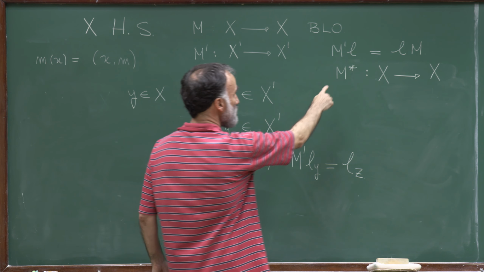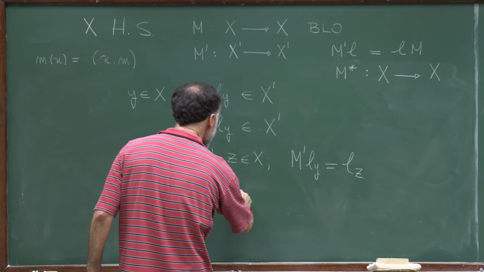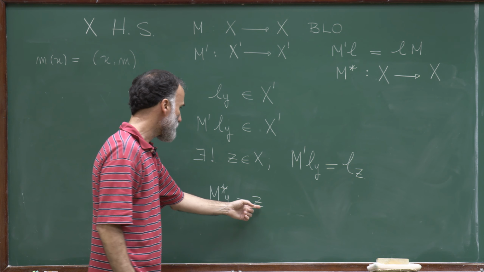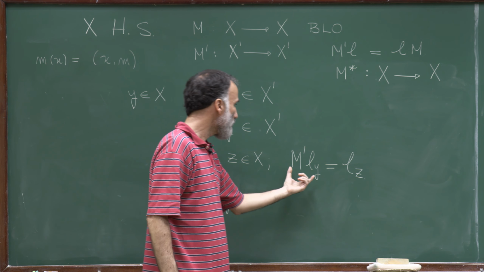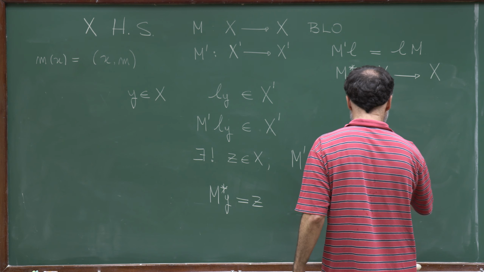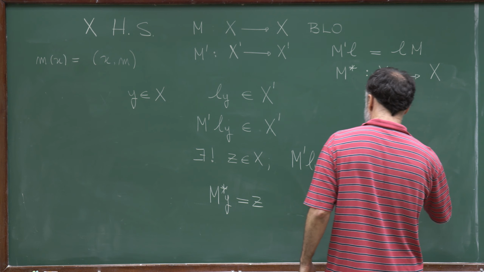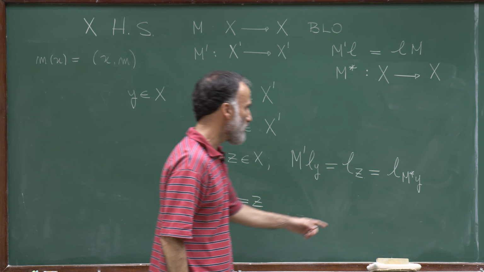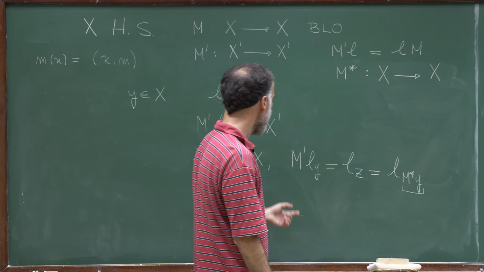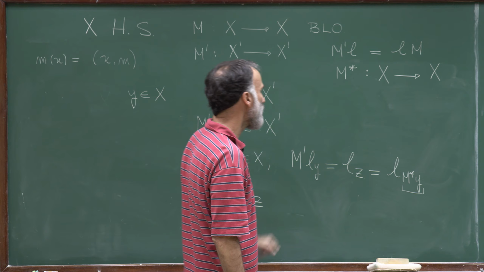And what I want to define as M star of y is exactly this point z. So M star of y is indeed an element of X. It's this unique element z, which represents this bounded linear functional. So if I replace z by M star y, what I get is that this is equal to L of M star y. And this is the definition of M star. M star y is the element of X such that M prime L of y is equal to L of M star y. So this is the definition of M star.